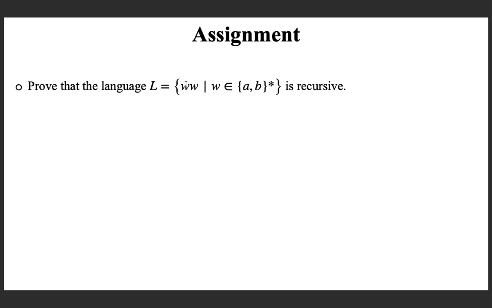Prove that the language that is the set of all strings of the form W followed by W is a recursive language. So you design a Turing machine which halts on all input and which accepts this language. So today we have looked at the class of languages represented by Turing machines, and the class is called recursively enumerable languages. And if we have a Turing machine which halts on all input, then that language is called recursive. Not just a Turing machine, but a Turing machine which halts on all input.